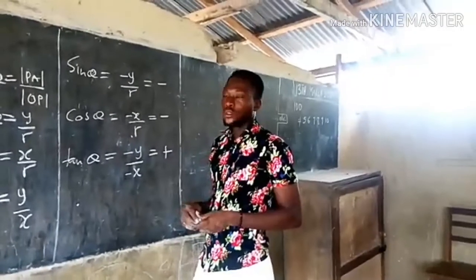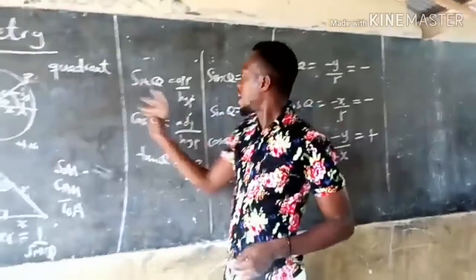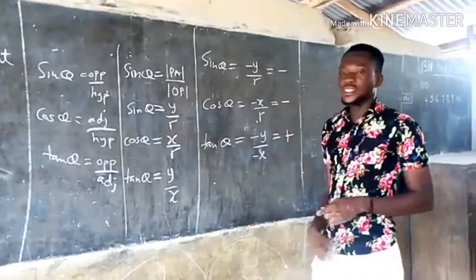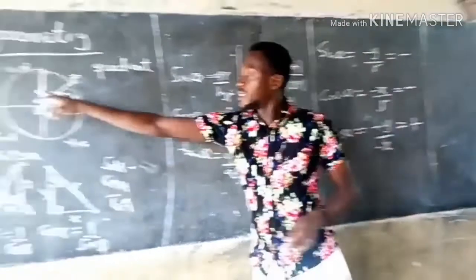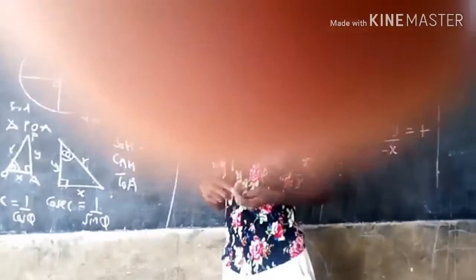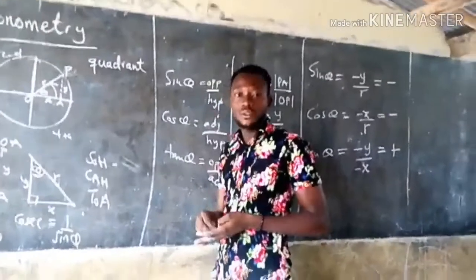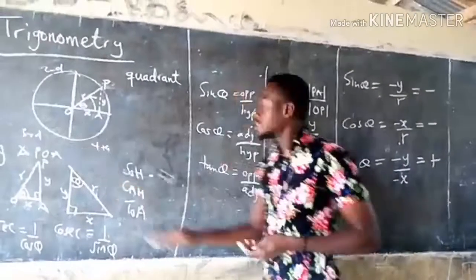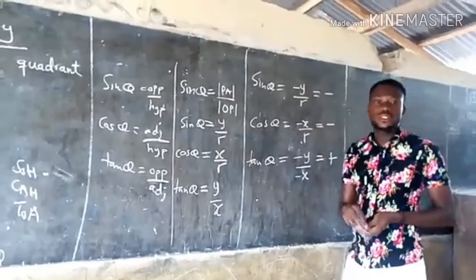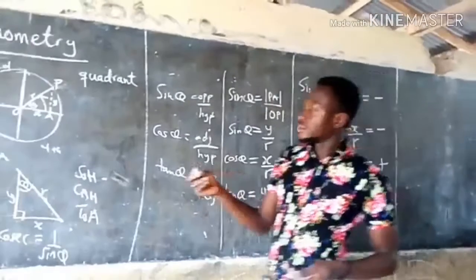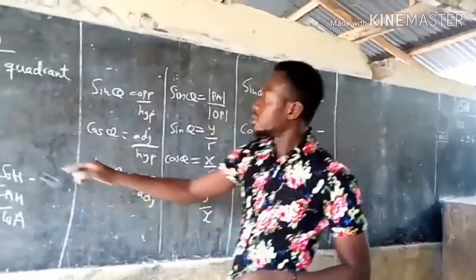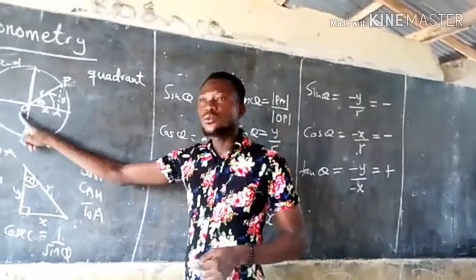So in the first quadrant, sine is positive, cos is positive, tan is positive. In the second quadrant, it's only sine that is positive. Cos and tan will give you negative values. In the third quadrant, it's only tan which is positive. Sine and cos will give you negative. Let's try for the fourth quadrant. In the fourth quadrant, we have x being positive and y is what?